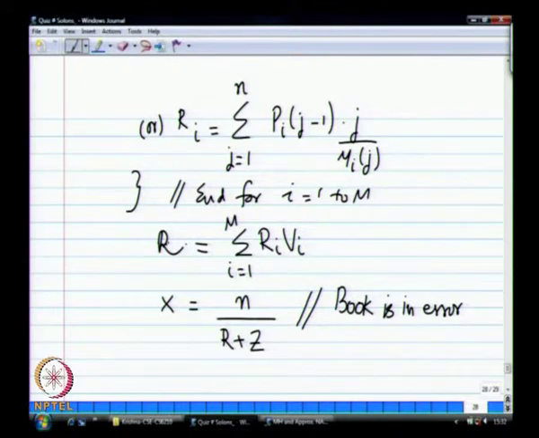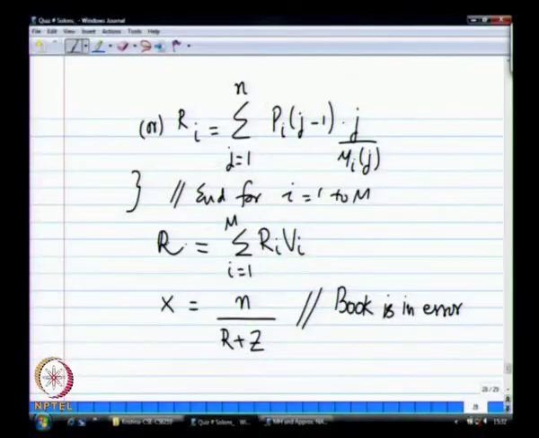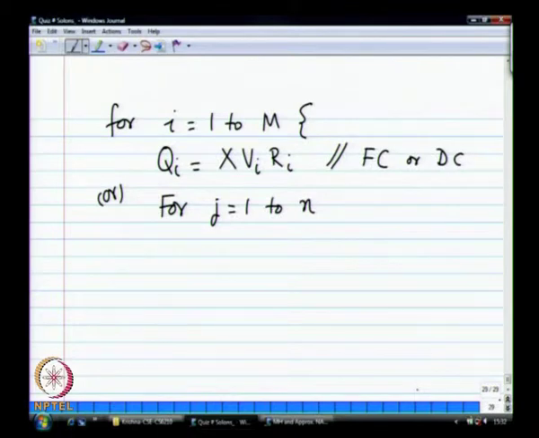Any other place where this n is appearing? This loop is for i equals 1 to m. So for a given value of n, I am computing all the Ri's, then the R, then the x, and then I am recomputing the Qi's to go to the next iteration of n. Small n will go from 1 to big N, which is 20, like we did in MVA: for n equals 1, what are the Q lengths, n equals 2, what are the Q lengths, and so on.